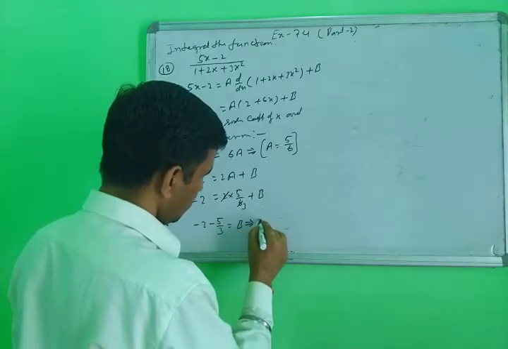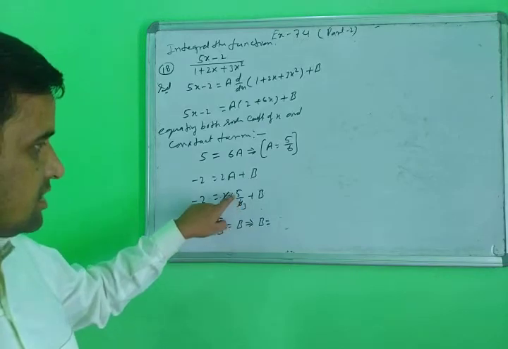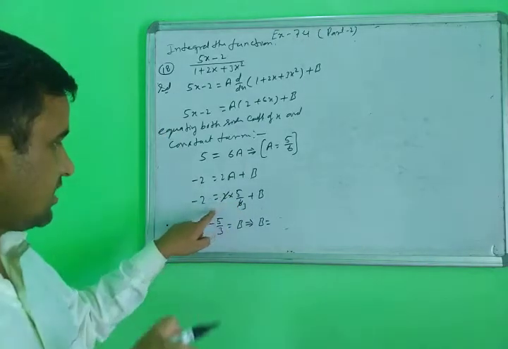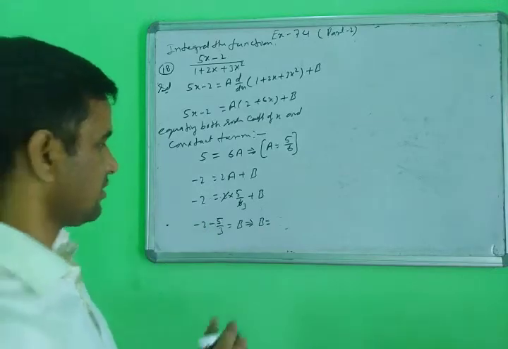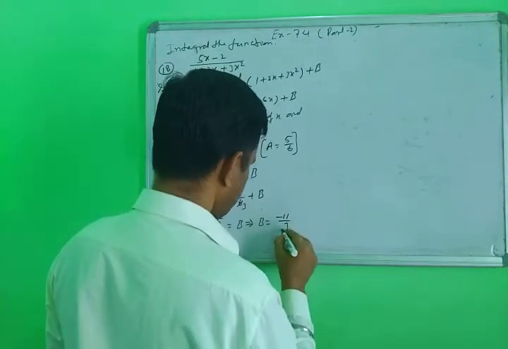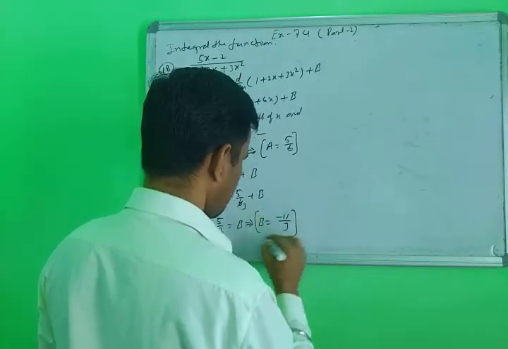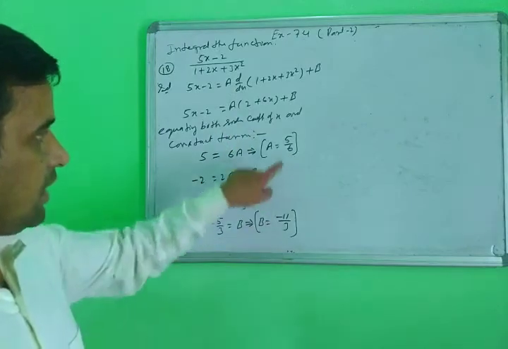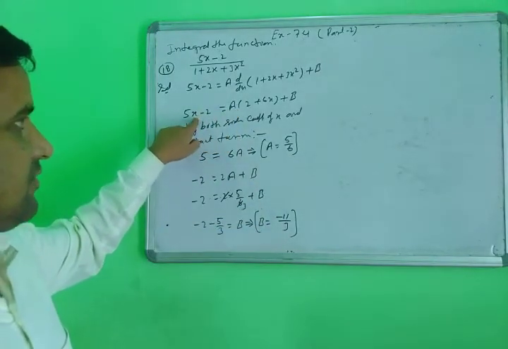What value of b here? Minus 2 stays the same, and this 5 by 3 transposed to the left side becomes minus 5 by 3. Taking the LCM, 3, minus 6 minus 5 gives minus 11. So b equals minus 11 by 3. This is the value. So a and b values you put here, then you will get the value of 5x minus 2.